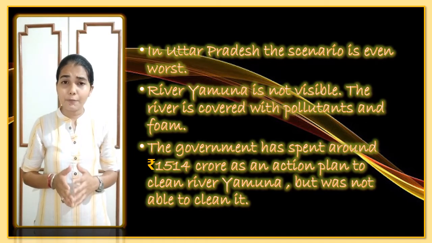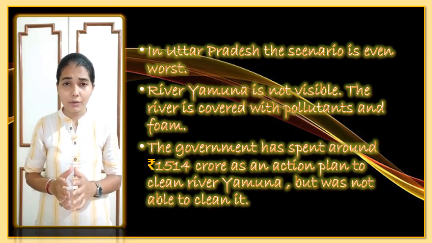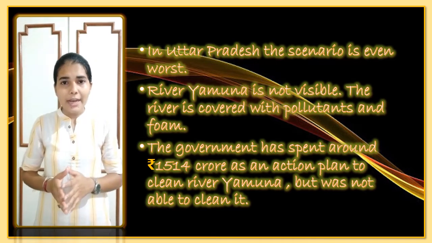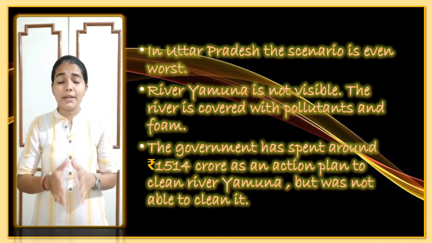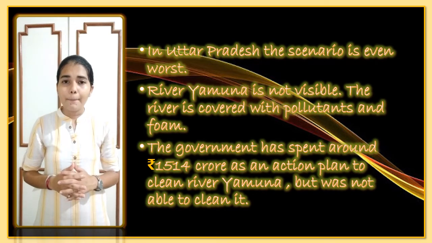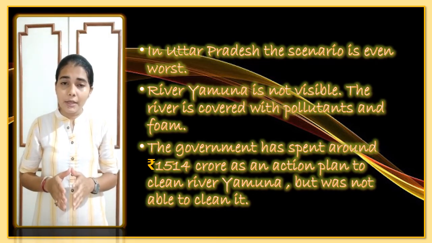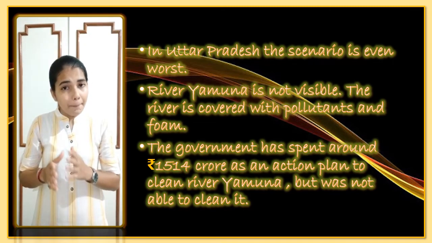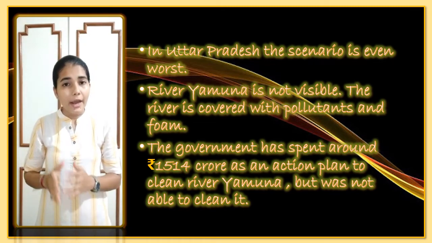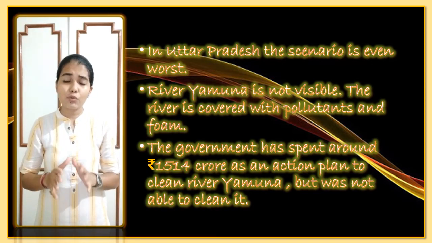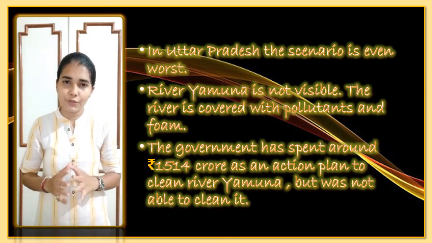The government has spent around 15,000 crores for Yamuna Action Plan Phase 1 and 2, in which they have created new sewage treatment plants with a capacity of 942 million liters to be treated per day in Delhi, Haryana and Uttar Pradesh. However, the situation doesn't seem to have changed after all these plans too.